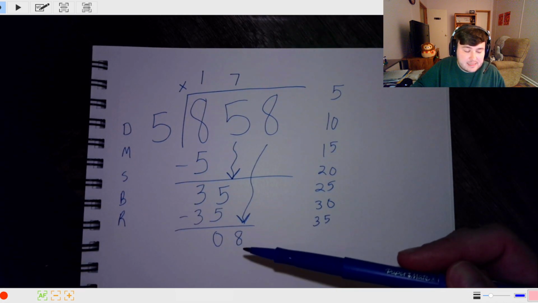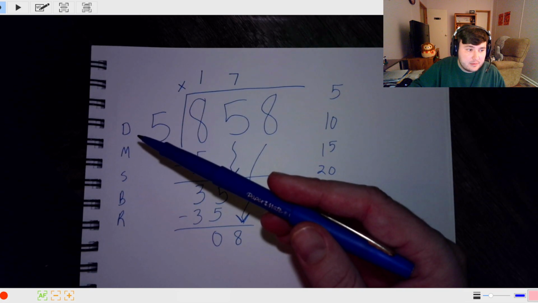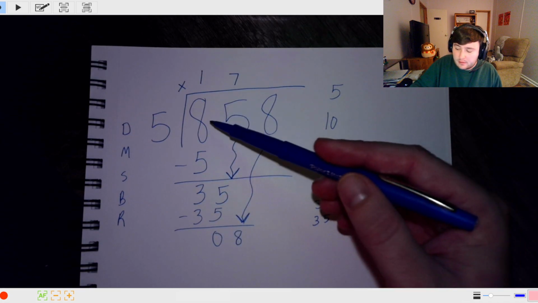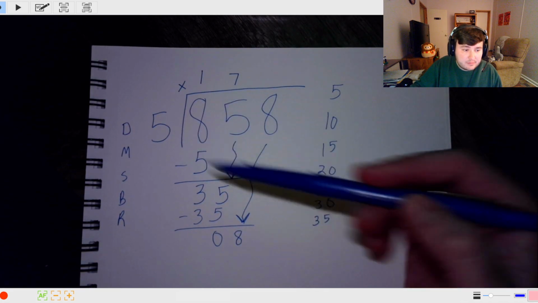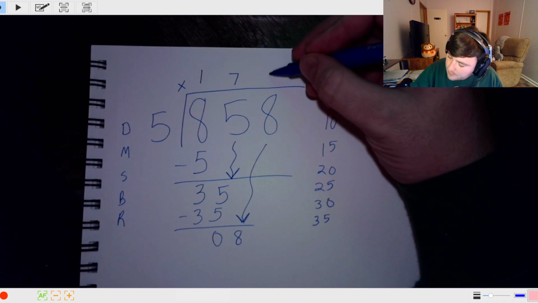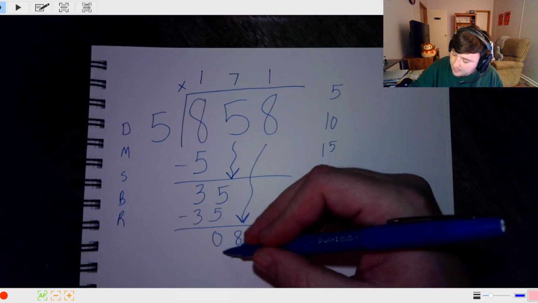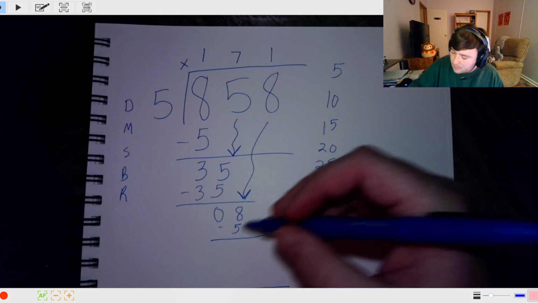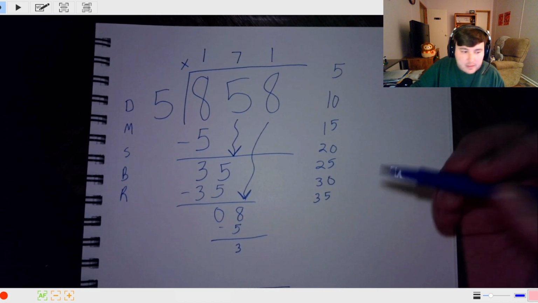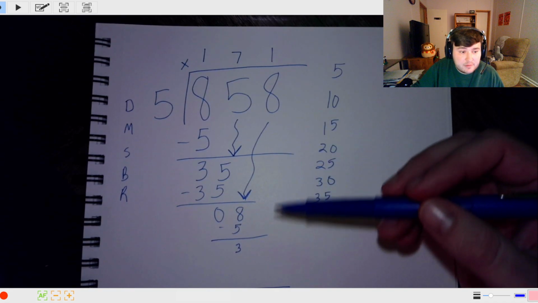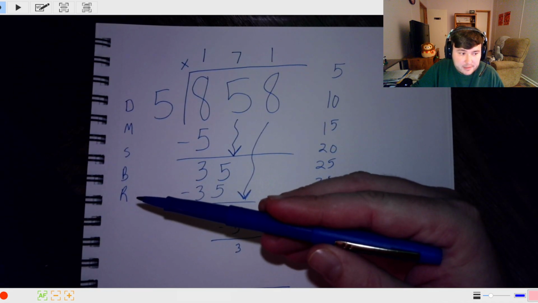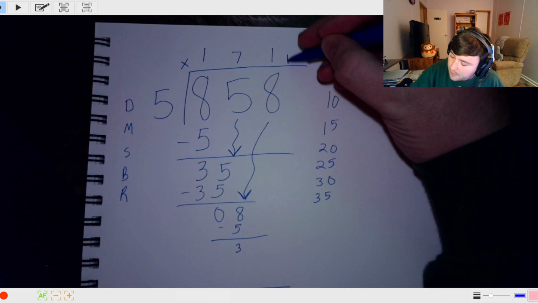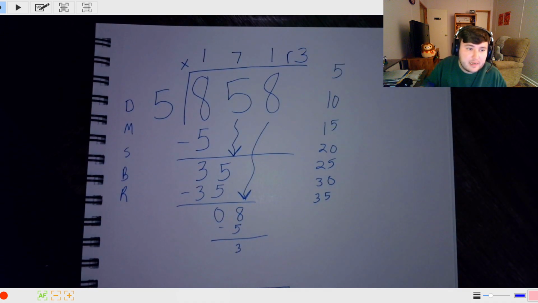So I brought the 8 down. Now I have to repeat and go back and do division. How many times can 5 go into 8? Well, we already did that up here, and it was once. So again, 5 goes into 8 one time. 5 times 1 is 5. We subtract 8 minus 5. Again, we get 3. Now, there's no other digits left to bring down, so I don't need to repeat because I didn't bring anything down. So this 3 is going to go up here and be my remainder. That's what I have left over.